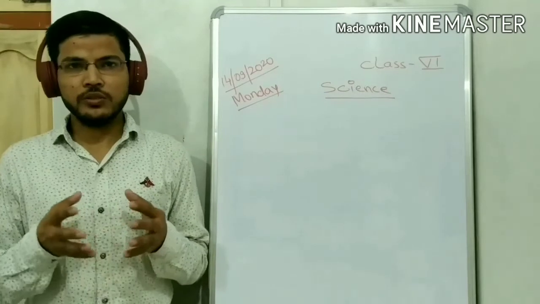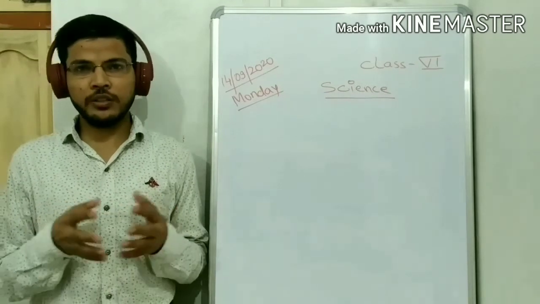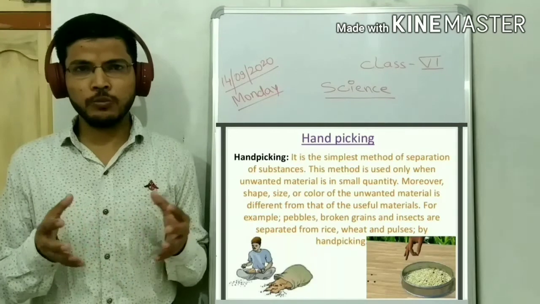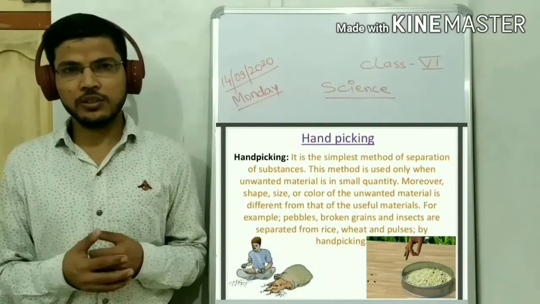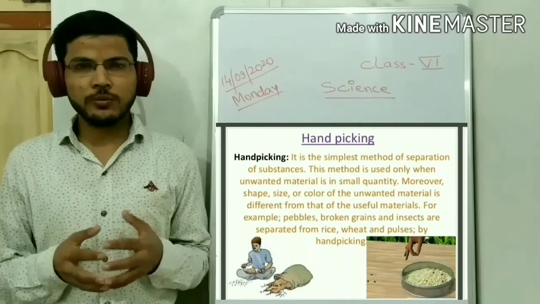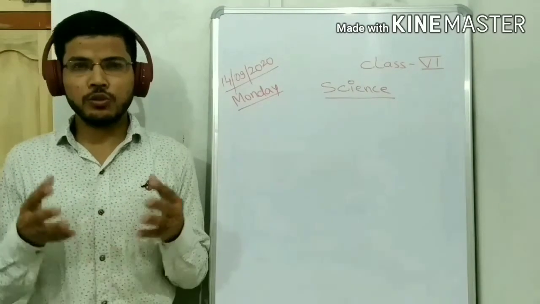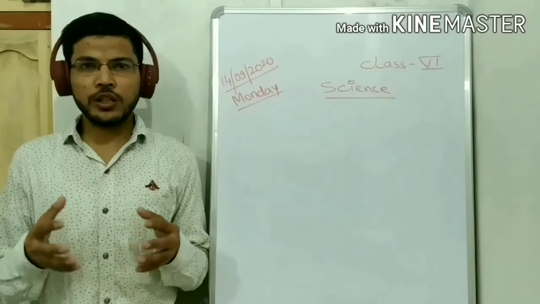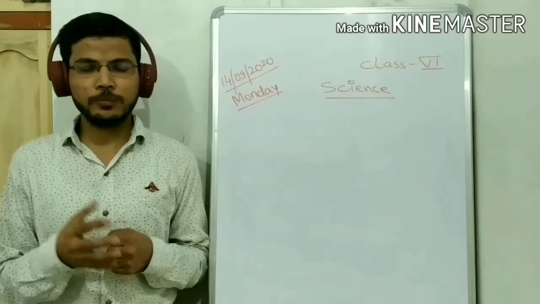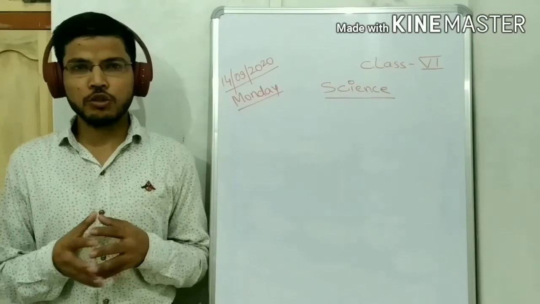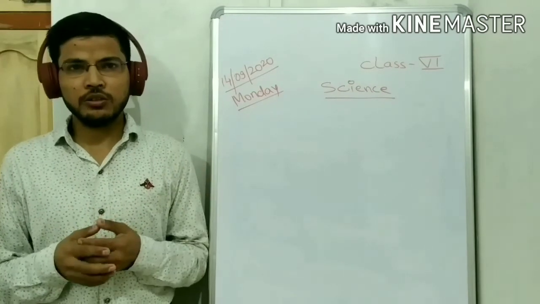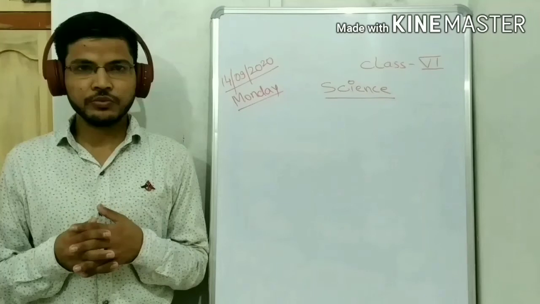First we will discuss what is hand picking. As you have seen your mother picking up stones from the rice or pulses at your home, she does this by using her hand. The process by which we use our hand to remove unwanted dirt particles from the mixture is called hand picking. There are so many examples of hand picking you have seen at your home.